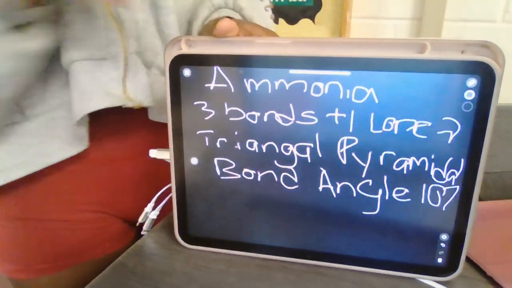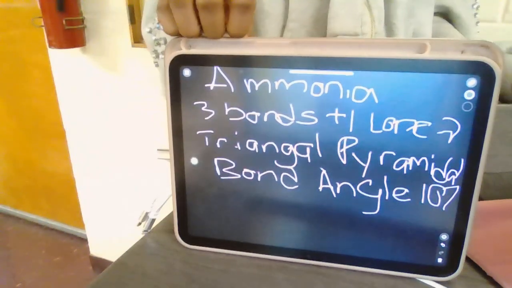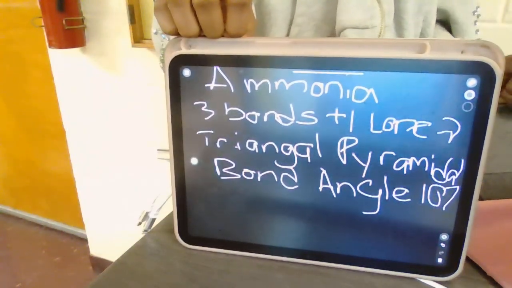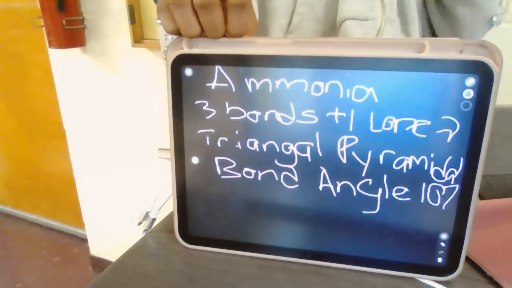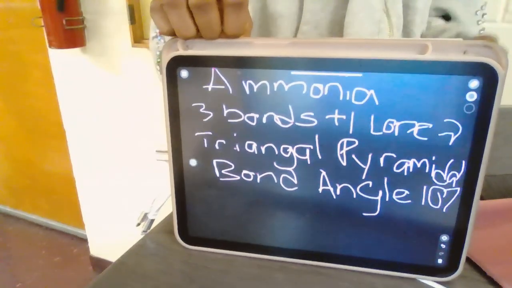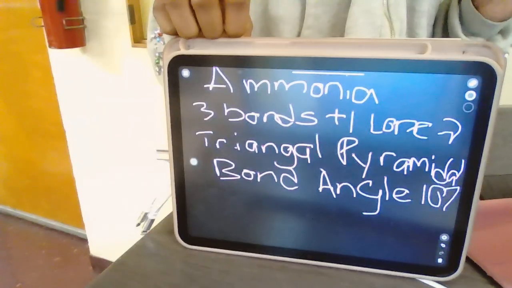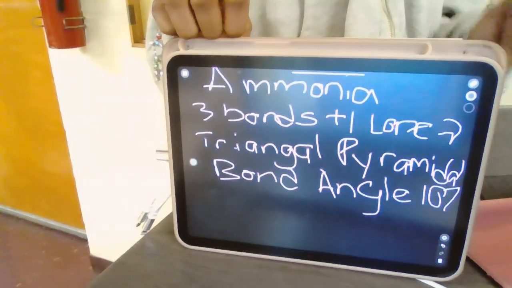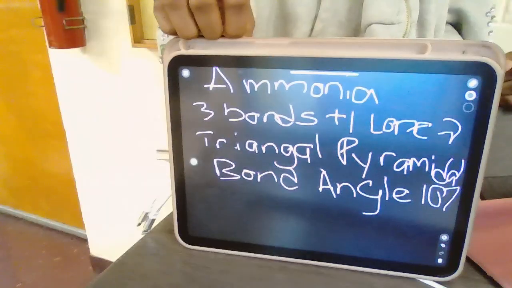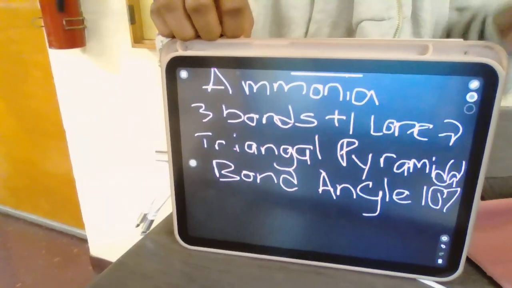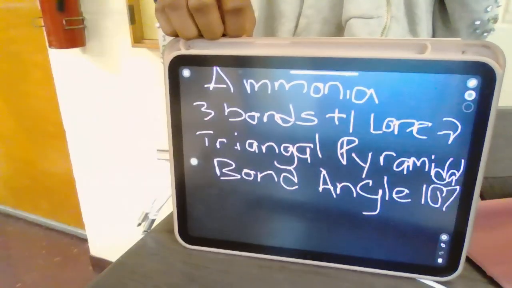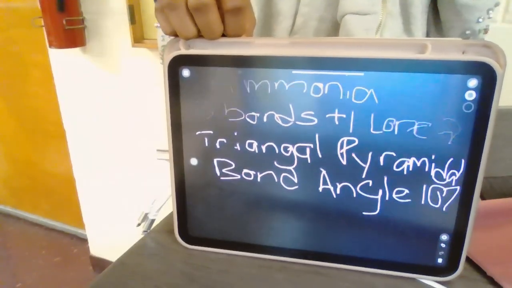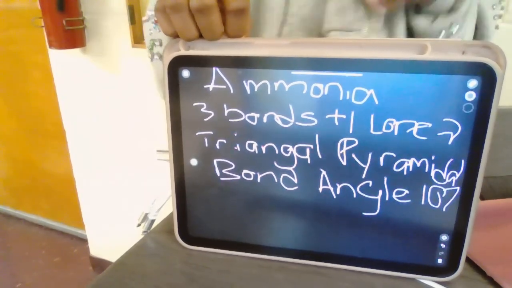For the last example, we have ammonia. So 3 bonds plus 1 lone pair make a trigonal pyramidal shape. The bond angle is slightly smaller, around 107 degrees, because lone pairs push the bonds closer together.